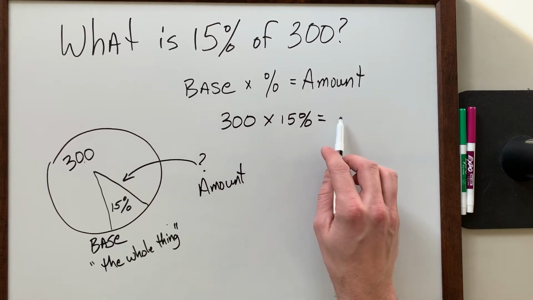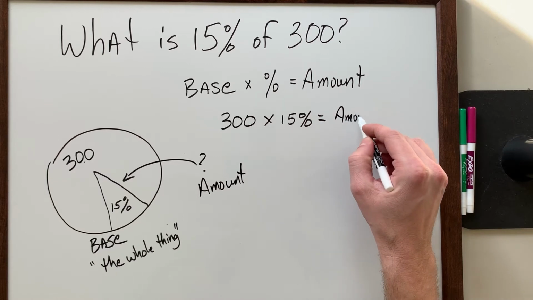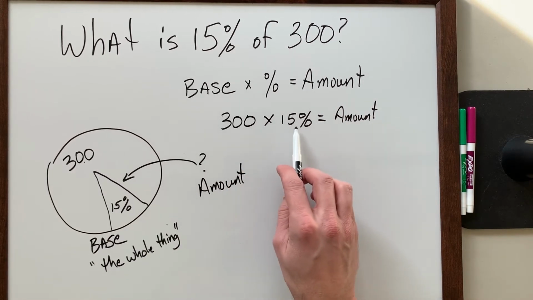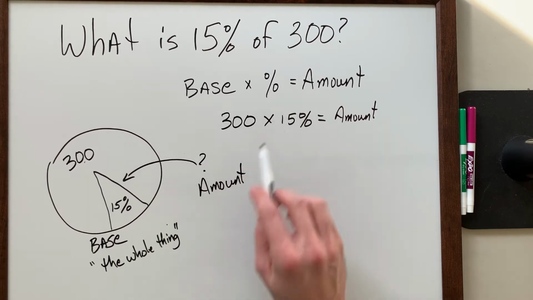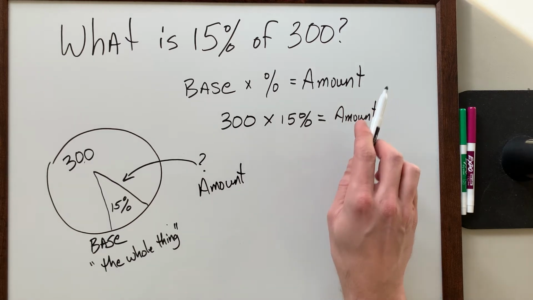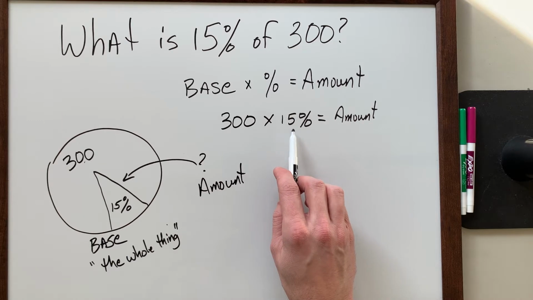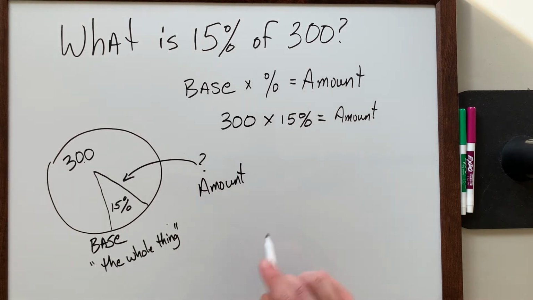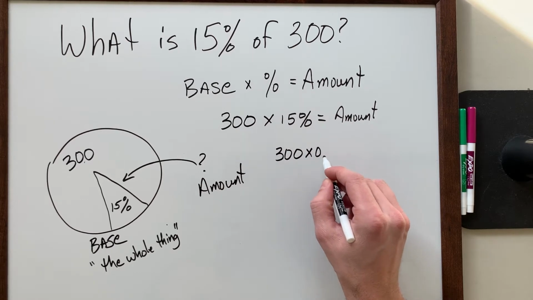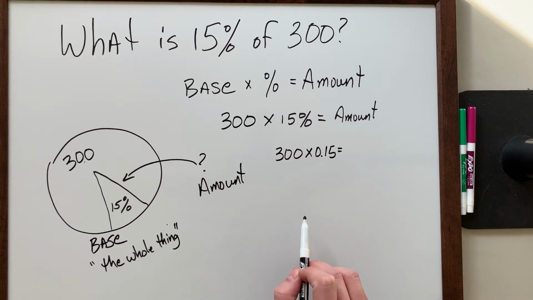We don't know what that amount is. That's what we need to calculate. Okay, so I'm going to write amount here. And now to do this math, we need to convert this percentage into a decimal so that we can do the multiplication. In another video, link up here, I've shown how you can convert a percentage to a decimal, and recall that it's just moving that decimal point 2 spaces to the left. So this really looks like 300 times 0.15 equals the amount that we're interested in.